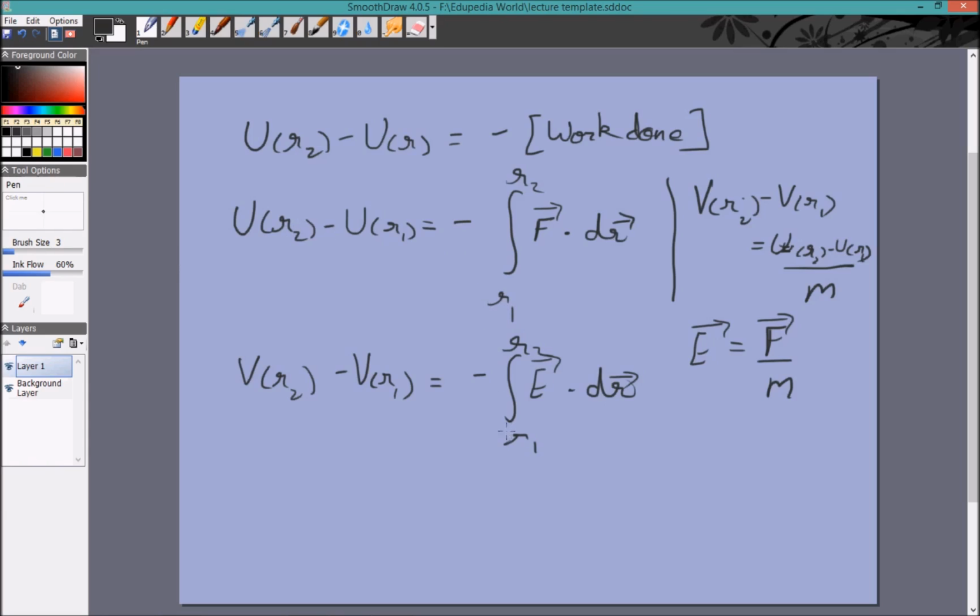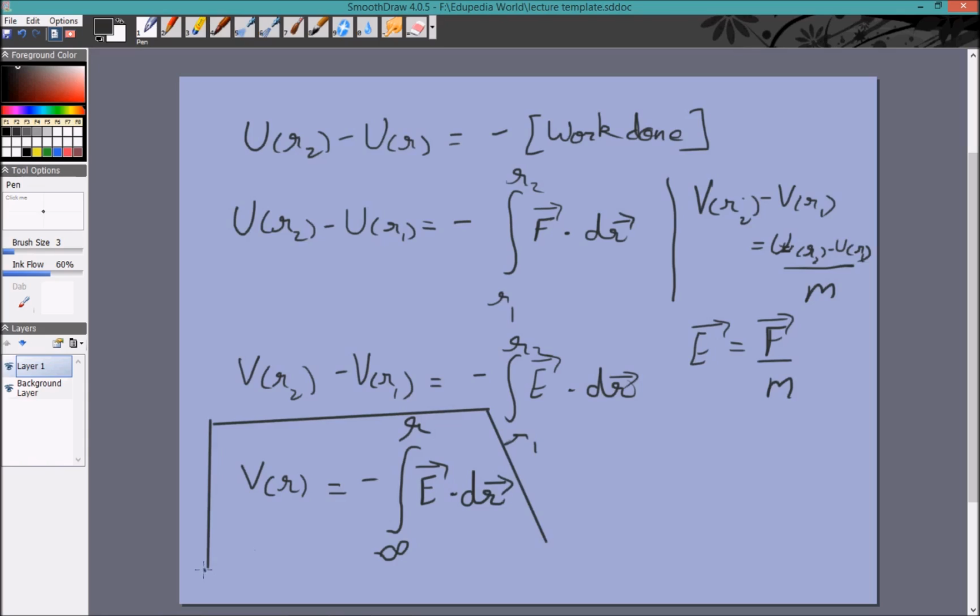Now, if we take R1 to be infinity, which is generally what we take to be the reference point, then V of R1 will become 0. So we'll get V of R2. Now I'm just going to write R2 as R. That will be minus integral from infinity to R of E dot dr. Now this is a very important result. This gives you the relationship between electric field and electric potential, right?